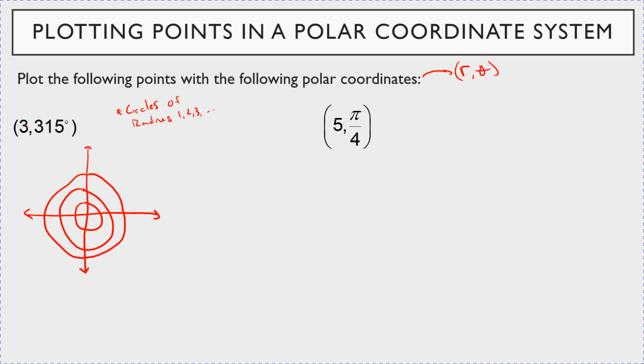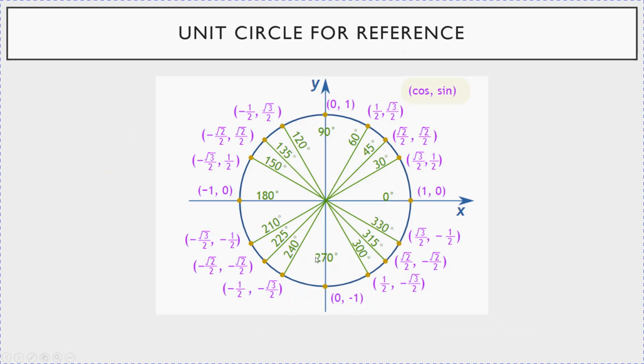So look, my point has an r of 3, okay? So my point is going to fall on this third circle out here. And all I'm going to do is go 315 degrees. So if you go back to here, this is why I have this here. 315 degrees is right here, right? It falls right in the middle of this fourth quadrant here.